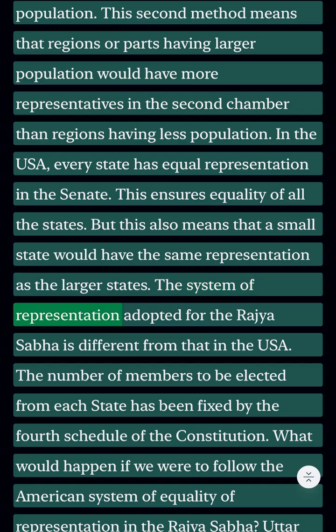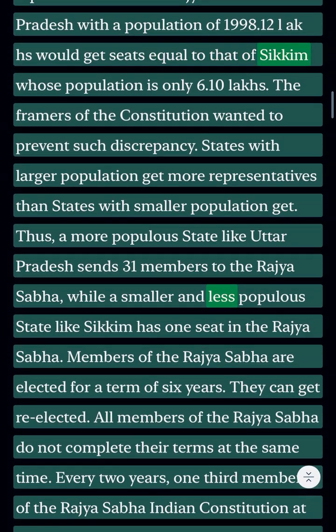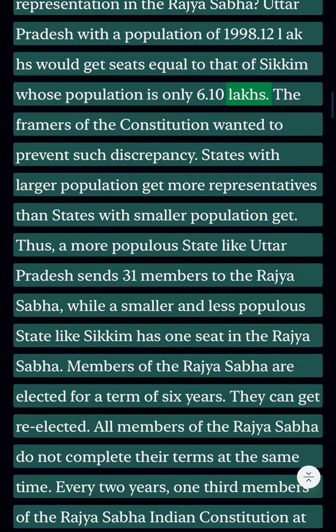The system of representation adopted for the Rajya Sabha is different from that in the USA. The number of members to be elected from each state has been fixed by the Fourth Schedule of the Constitution. What would happen if we were to follow the American system of equality of representation in the Rajya Sabha? Uttar Pradesh, with a population of 1,998.12 lakhs, would get seats equal to that of Sikkim, whose population is only 6.10 lakhs.